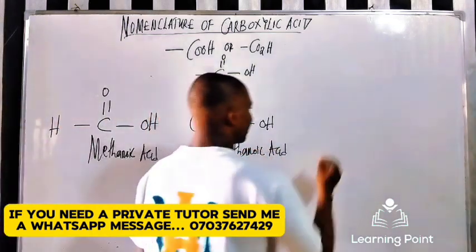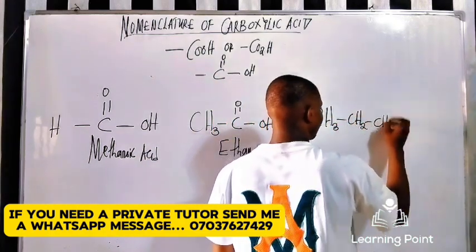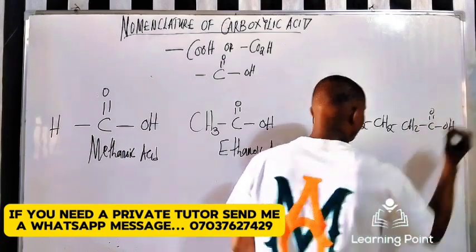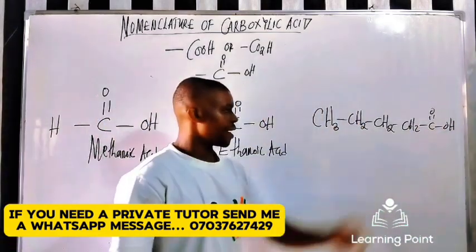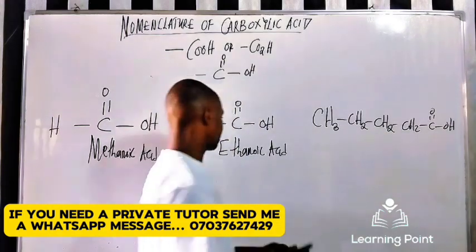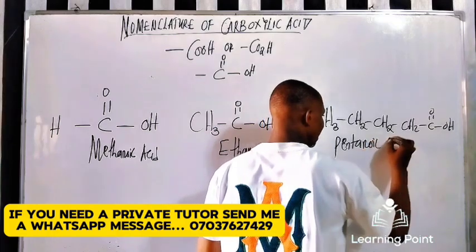Now, if I have something like this, CH3, CH2, CH2, CH2C. What is the name of this one here? 1, 2, 3, 4, 5. It's going to be pentanoic acid.